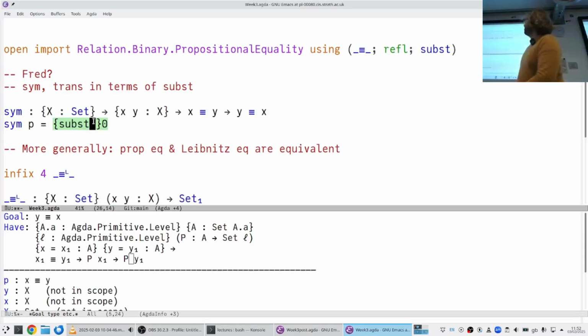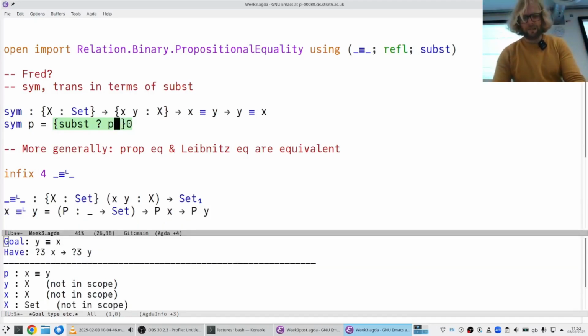Okay. So I know what to give as the argument of X equals Y here to subst. That's my little p, right? Because I have one proof that x equals y. So if I do that and ask for the type again, I need to give a predicate. So I put a question mark for the predicate. I don't know what that is yet. I give the p, and then at least my type is a little bit less scary, right?